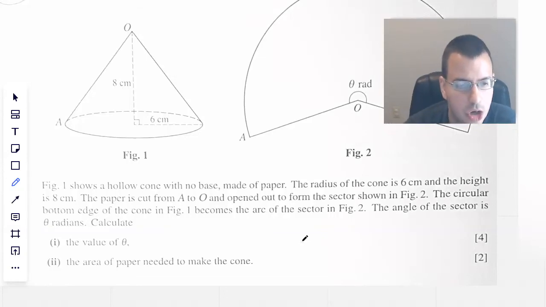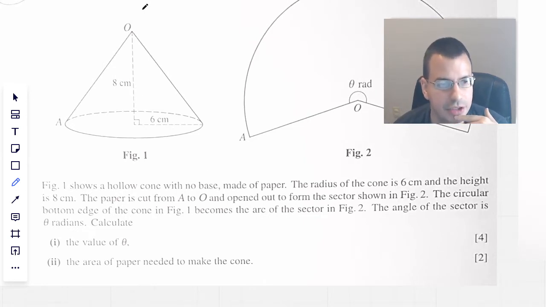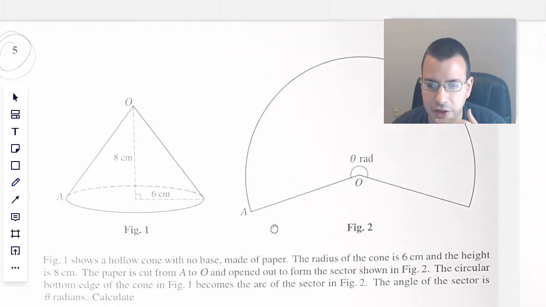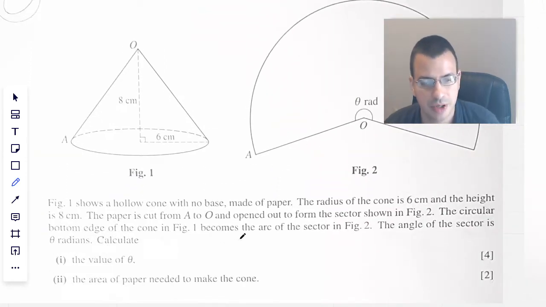Figure 1 shows a hollow cone with no base made of paper. The radius of the cone is 6 centimeters, and the height is 8 centimeters. The paper is cut from A to O and opened to form the sector shown in figure 2. The circular bottom edge of the cone in figure 1 becomes the arc. So this part becomes that part.